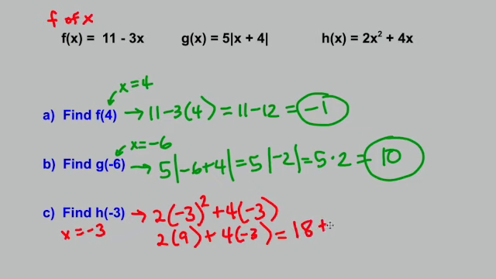We'll leave the plus alone for now, and 4 times negative 3 is negative 12, and 18 plus negative 12 is 6. So with an input of negative 3 in our function machine, we're going to get a 6 as an output.